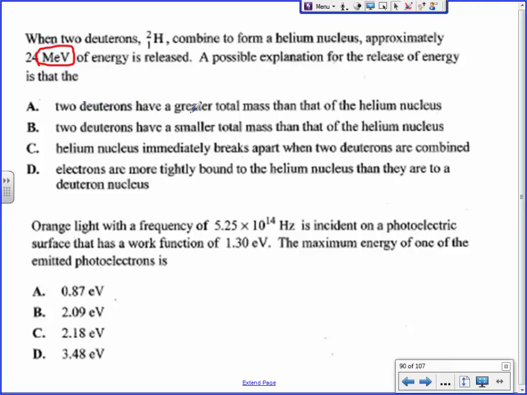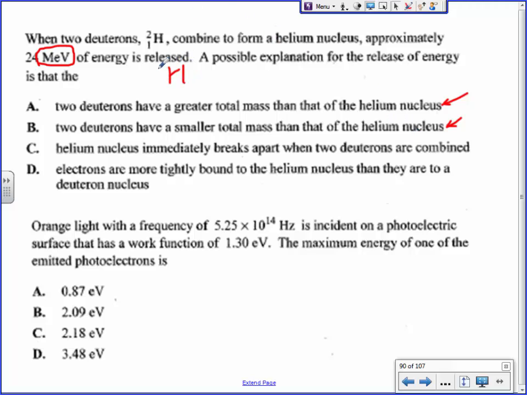Okay, anyways. Possible explanation for the release is what? Do the two deuterons have a greater total mass than that of the helium nucleus? Do they have a smaller total mass than that of the helium nucleus? Do they immediately break apart, or are they more tightly bound to the nucleus? Hopefully right off the bat you can narrow it down. It's one of two. It's A or B. It's got to be about that released mass. We just have to figure out, is it greater or less? So let's talk through this here.